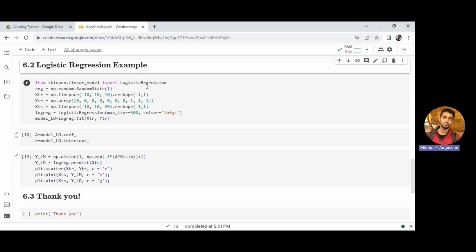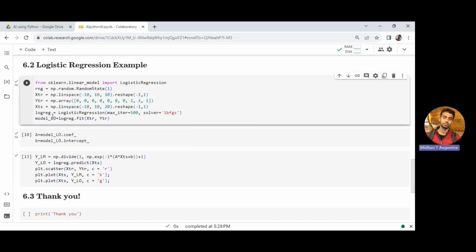In this example, we will be using the logistic regression function from the sklearn library for computing the model. We use the logistic regression function for learning a model, in which we set the maximum number of iterations as 500 and the solver as LBFGS, which stands for limited memory BFGS algorithm, a numerical optimization algorithm. Then we train the logistic regression model using the training data, which is xtr and ytr, which basically fits a logistic function to the given data. The trained model we denote as model_lo.